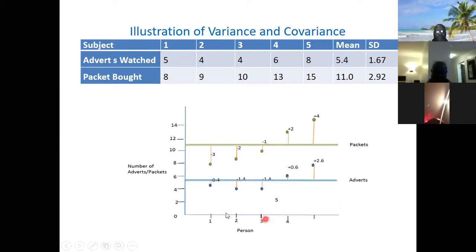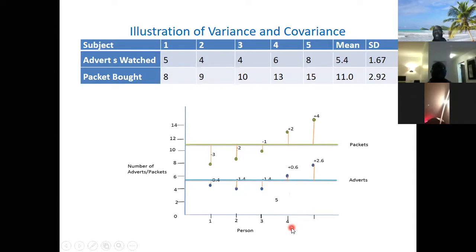If we plot both of them, the blue is the adverts watched, the green graph is the packets bought. Now you will see that the mean for adverts watched is 5.4. Look at the line, that blue line is the mean for adverts watched, 5.4. And you see it is in between 4 and 6, 5.4. Then the mean for the packets bought is 11. On the table, look at it between 10 and 12, it's 11.